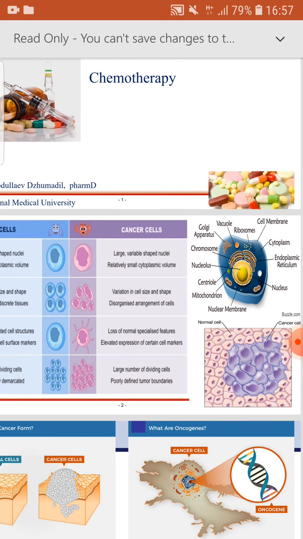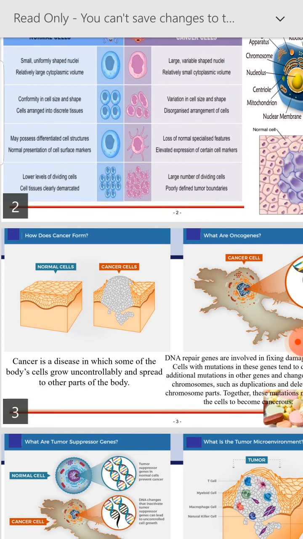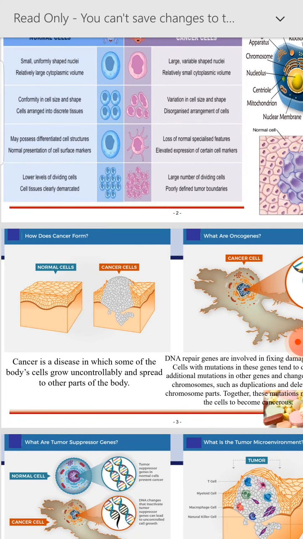If we look into the structure of cells, it has a nucleus first of all, surrounded by a nuclear membrane, which is a double layered membrane, and also a cell wall, mitochondria, nucleolus, chromosome, Golgi apparatus, ribosome, cytoplasm in which all the organelles float, endoplasmic reticulum, and the cell membrane or plasma membrane, which is a lipid bilayer membrane. Cancer is a disease in which some of the body cells grow uncontrollably and spread to other parts of the body.